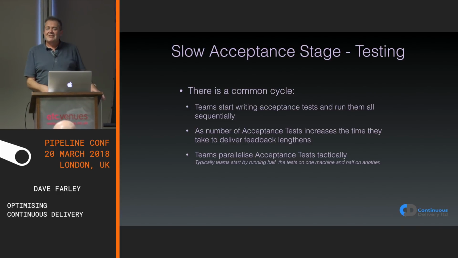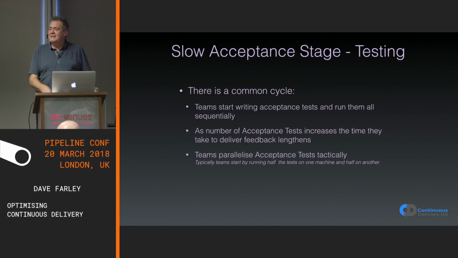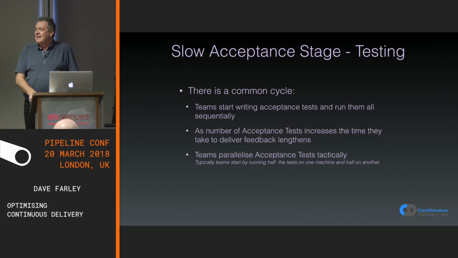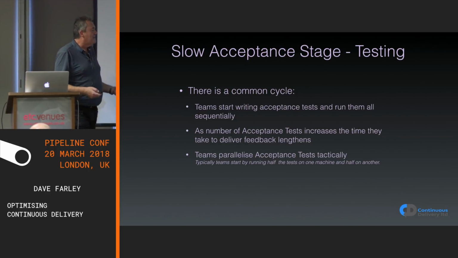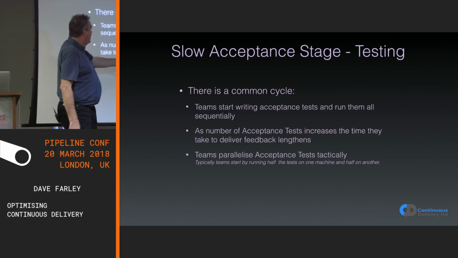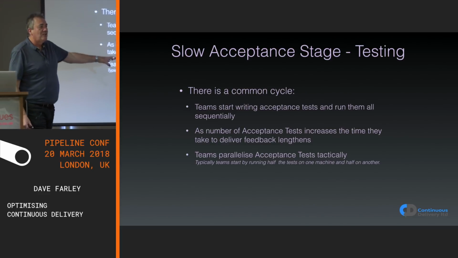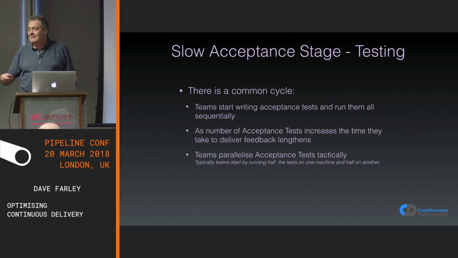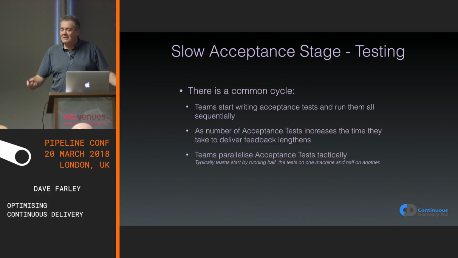And this is the point at which they start to get annoyed because they're spending a lot of time manually trying to balance the test runs between the machines. And so then they start thinking about automating these things. So we want to parallelize the acceptance tests. Initially, it's fine to do it tactically. That's a decent strategy. It's simple, it's cheap, and it's effective.